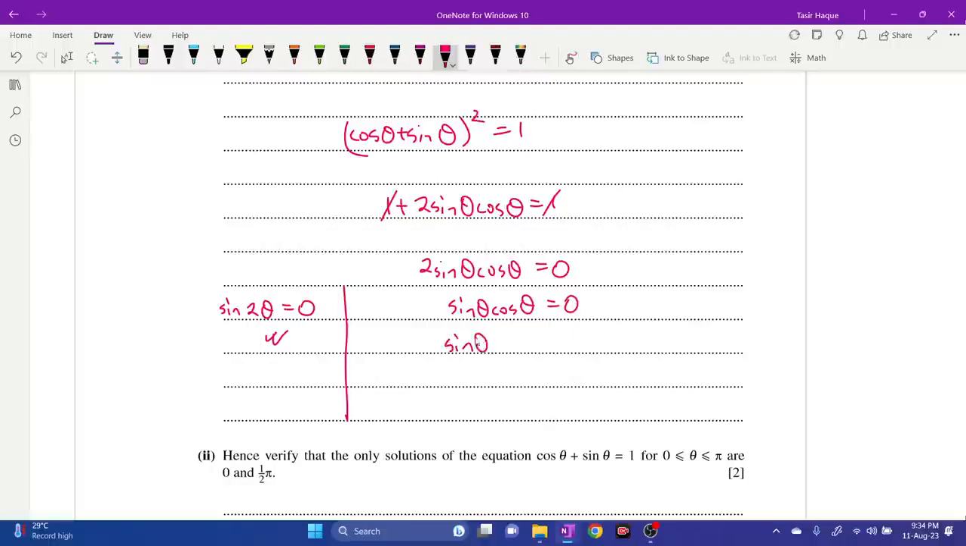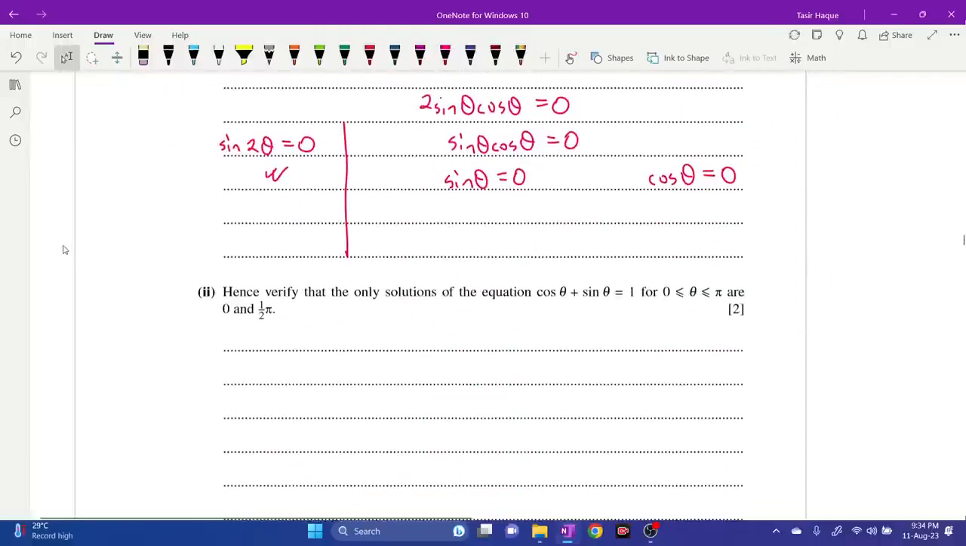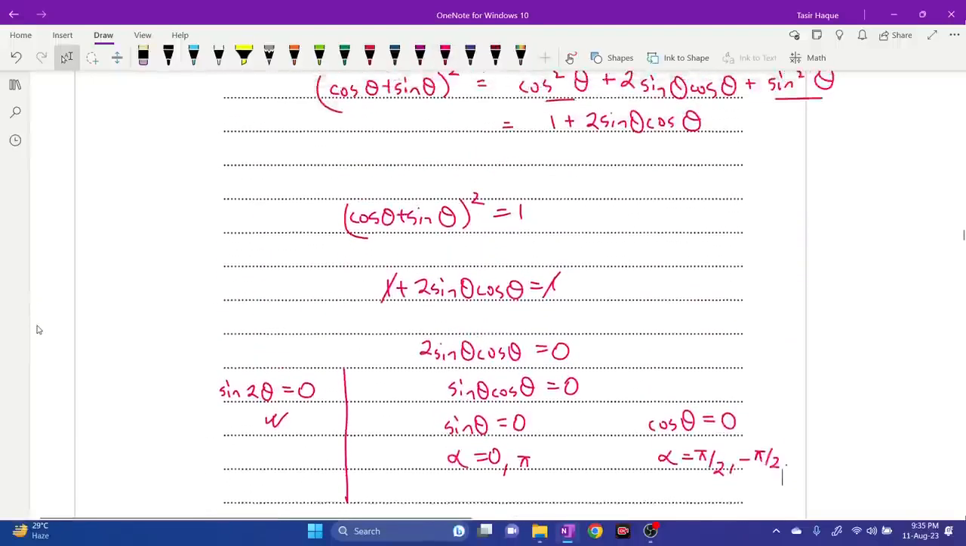So first we're going to go for sine theta equals 0, and then we're going to go for cos theta equals 0. So is it in degrees or radians? Okay, radians. So sine inverse 0 is alpha is 0 and pi minus alpha is pi. On the other hand, cos inverse 0 is half pi.